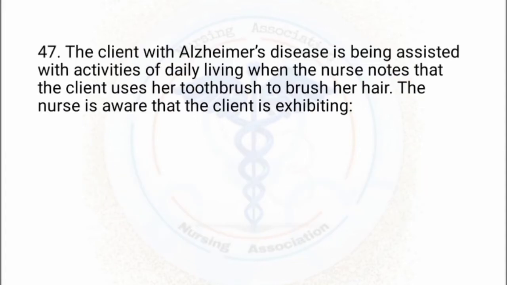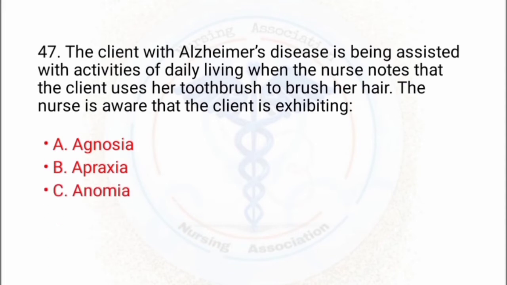Further moving to the 47th question, the client with Alzheimer's disease is being assisted with activities of daily living when the nurse notes that the client uses her toothbrush to brush her hair. The nurse is aware that the client is exhibiting option A, agnosia, option B, apraxia, option C, anomia, or option D, aphasia. So let's see the correct option, and the correct option is option B, apraxia.